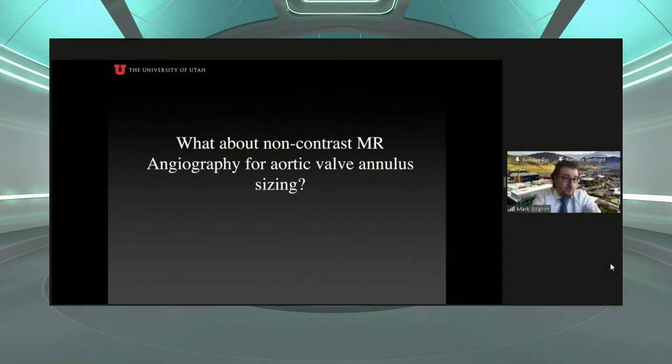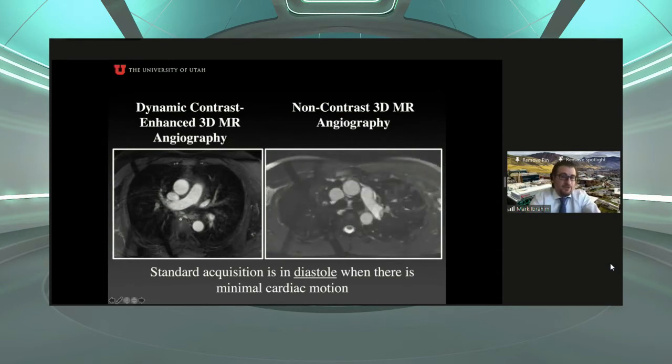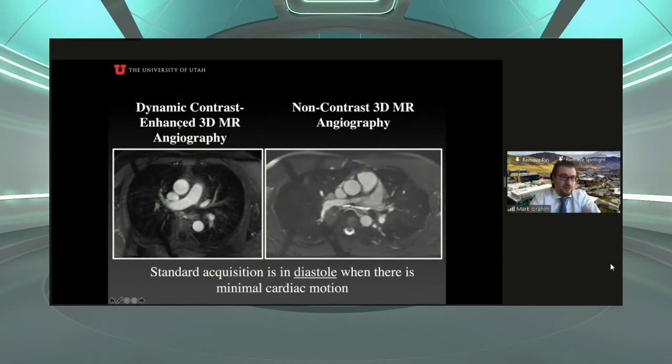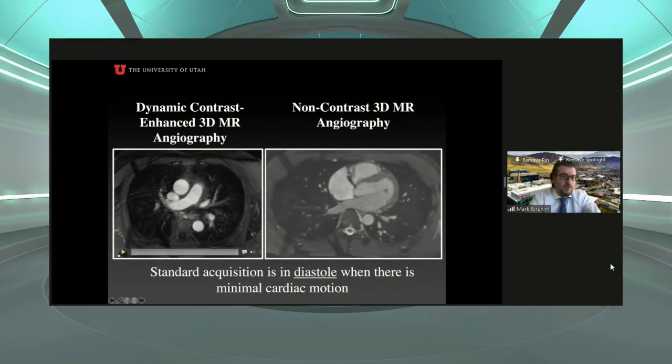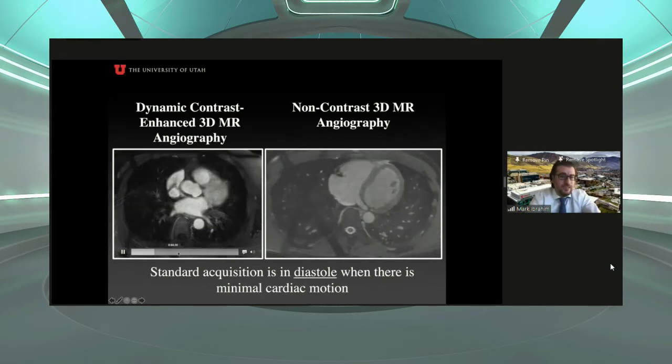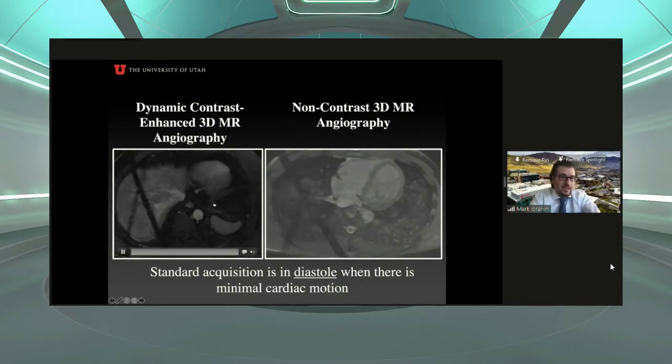So we try to do non-contrast MR angiography, which is very well validated in diastole, and we use it for patients who have a contraindication for contrast. And again, it is done in diastole. This is basically a comparison with the dynamic traditional contrast 3D MR angiography, which is very high resolution, and you can get all the structures you want. But again, it's done in diastole.